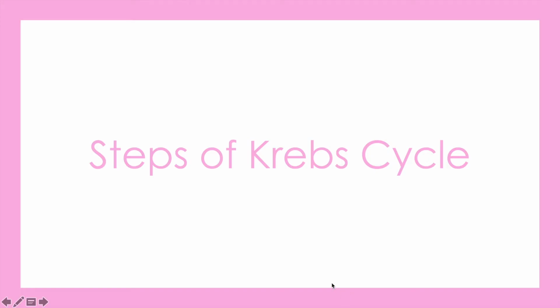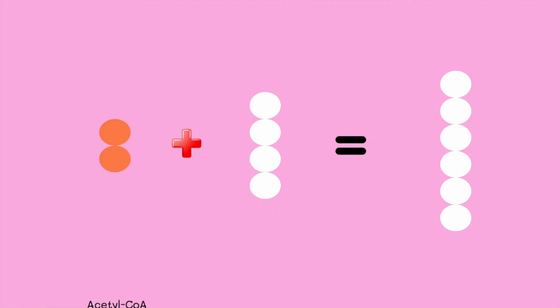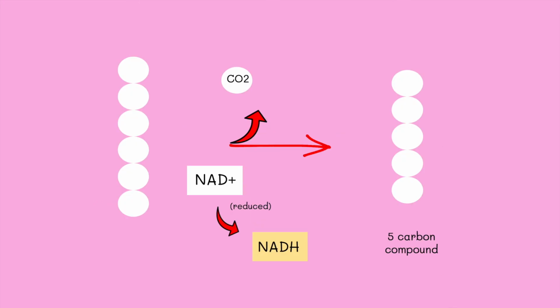Next, I'm going to talk about the steps of the Krebs cycle. First, acetyl-CoA, a 2 carbon compound, enters the cycle and attaches to a 4 carbon compound. This combination results in a 6 carbon compound. Second step, the 6 carbon compound is oxidized to a 5 carbon compound by NAD+, which is an electron carrier. A carbon is released as carbon dioxide. NAD+ is reduced into NADH. This NADH will go directly to the electron transport chain.